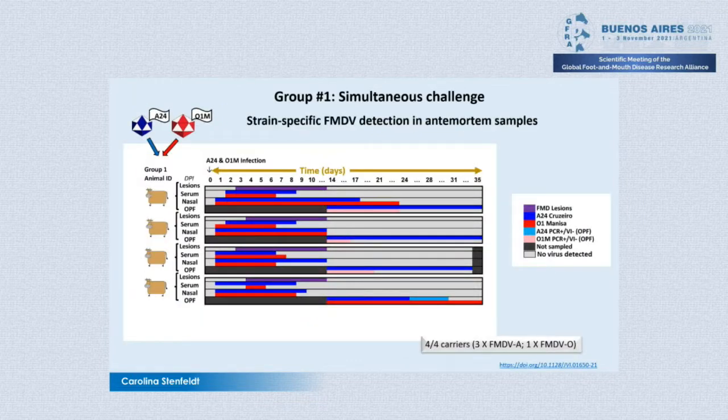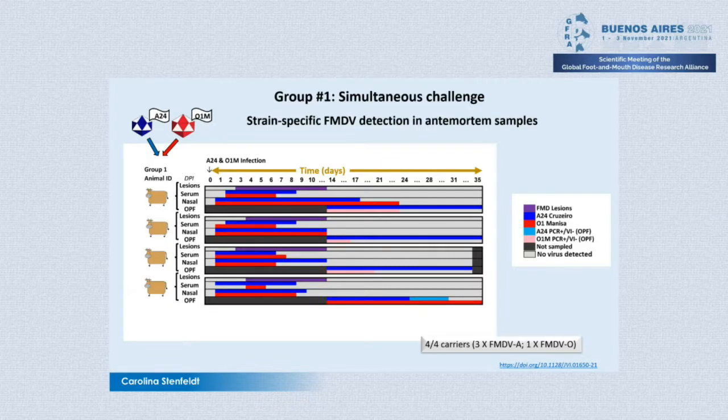This image illustrates a timeline of strain-specific detection of the 2 different viruses in serum, nasal swabs, and OPF, or probang samples, for the 4 individuals in group number 1. I'll show images of a similar layout for the subsequent groups. And in all of these images, detection of A24 is illustrated in blue, while O1 Manisa detection is depicted in red. The purple lines represent the period of clinical FMD.